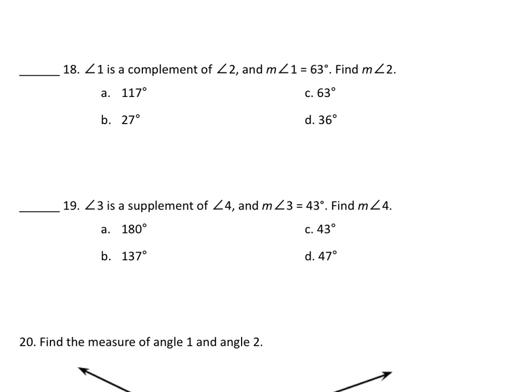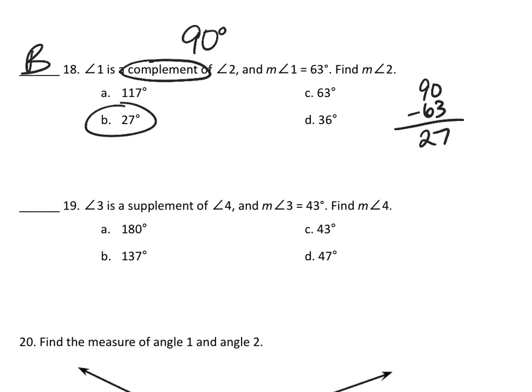In number 18, it says angle 1 is a complement of angle 2. What's my key word there? Complement. What did complement mean? 90 degrees. Oh my gosh, write that down. We know that they have to be adding up to 90 degrees. If angle 1 is 63 degrees, what is angle 2? Exactly. What is 90 minus 63? That's exactly what this question is asking. 27 degrees. Fabulous. That's all it's checking. Do you know the definition of complement, which means 90 degrees?